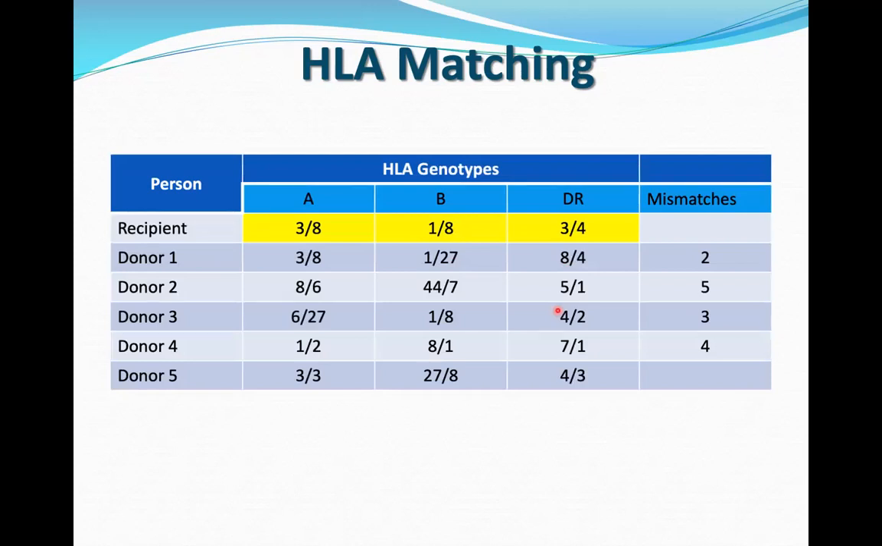4, 2, and 1. 4. And finally, donor 5. 1. 1. 1 or 2? 1. So it's just not mismatched at all.